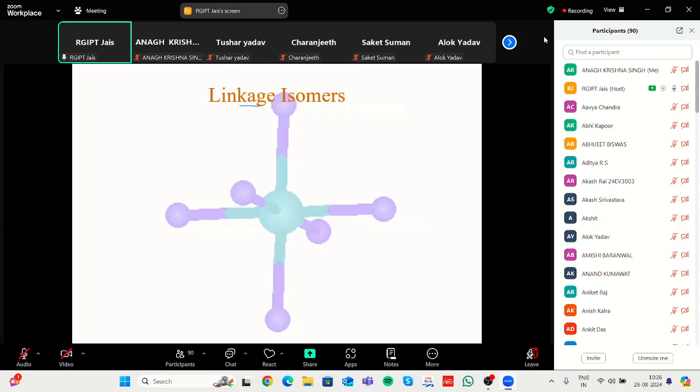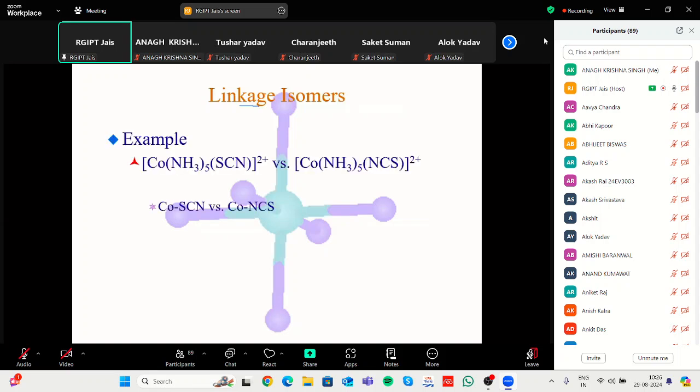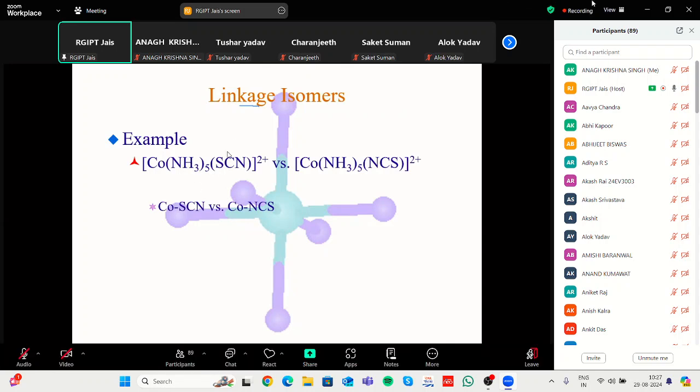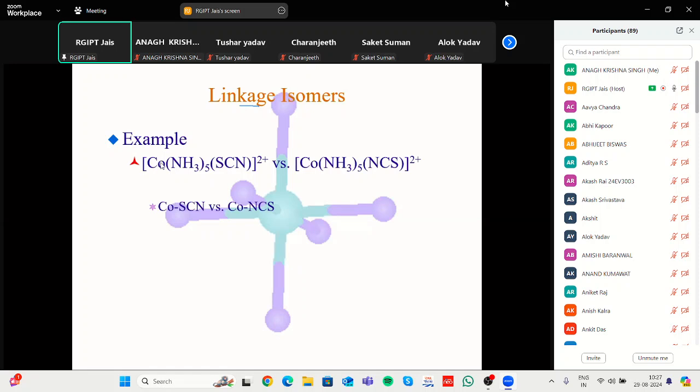Second example, in case of SCN or NCS, the composition of the coordination complex is similar, but the connectivity with the central metal atom is different as compared to the initial coordination complex. In one case it is connected through sulfur in SCN, and in the other case it is connected through nitrogen. This is all about the isomers.